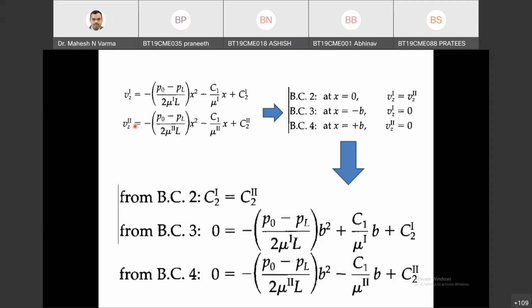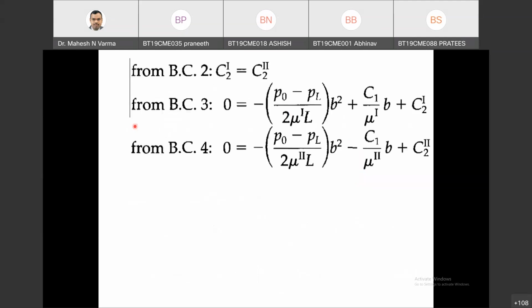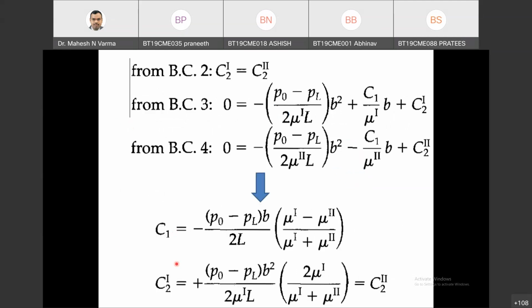Very good. Substitute C1 and C2 and get the velocity profile equation. This is C1 and this is C2. Everything is mathematics actually. Substitute this C1 and C2, and you will get a velocity profile.